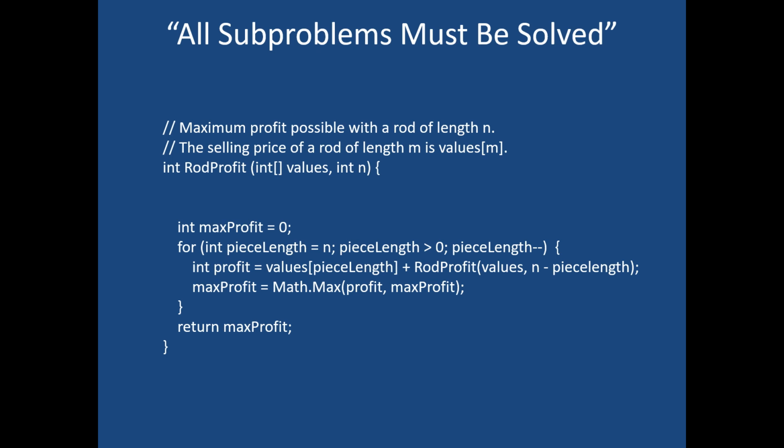So what would it look like? You'll notice this is the rod profit method. We're iterating through all possible piece lengths. For each piece length, we look up the value of that piece, plus we compute what we can do with the rest of the rod recursively. So there's our recursive call. We compute the max over all possible piece lengths and then return it. So where would a table show up in here?